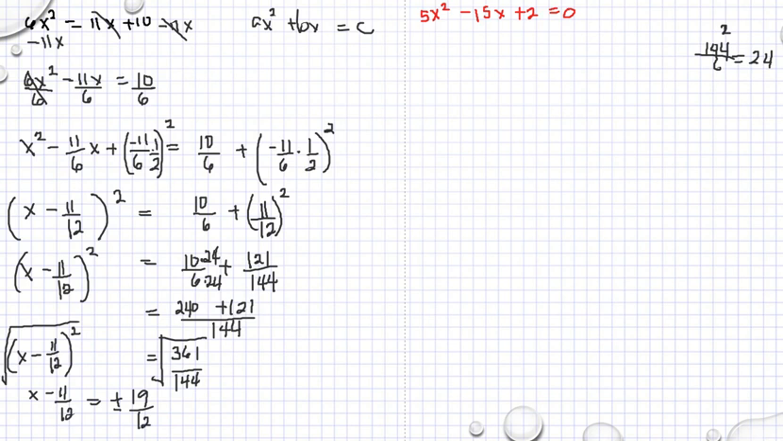So our x sub 1, I will write in another pen. Our x sub 1 now is equal to negative, if we add both sides of the equation by 11/12, then we have our x sub 1 is 11 plus 19 over 12. And our x sub 2 is equal to 11 minus 19 divided by 12.